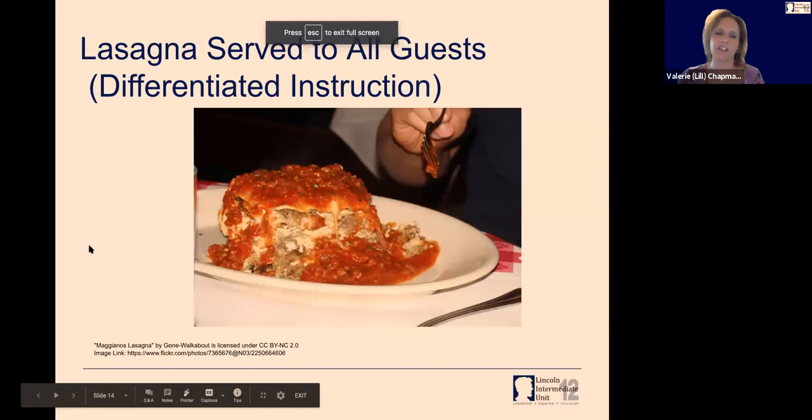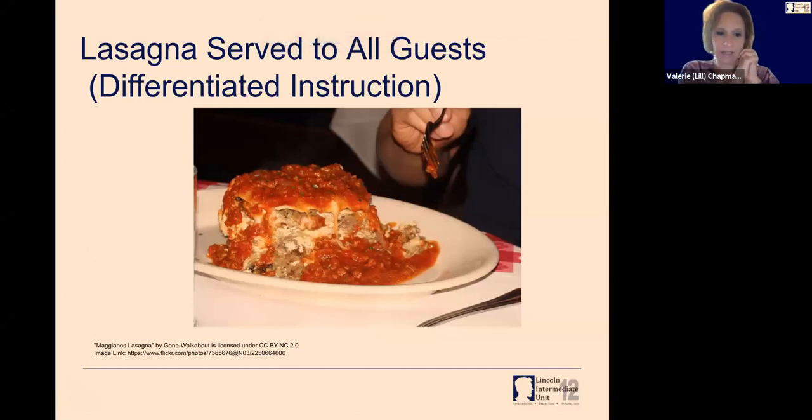So, okay, you're gonna serve lasagna to all your guests. That's differentiated instruction. You have 5 people coming in. 3 of those people have no food issues. They're gonna eat your lasagna and it's fabulous. What about you have a friend, I have a sister who has celiac disease. She can't eat the lasagna because she can't have the noodles. I have family members who are vegetarians. They can't eat the lasagna because it has meat in it. I also have a family member who is lactose intolerant. They can't have lasagna, it has cheese in it.